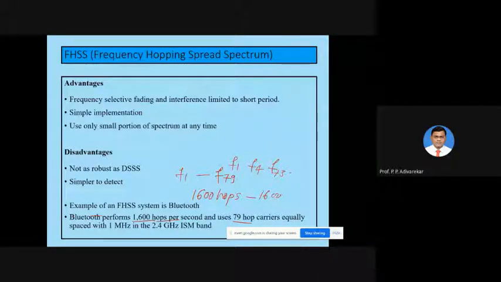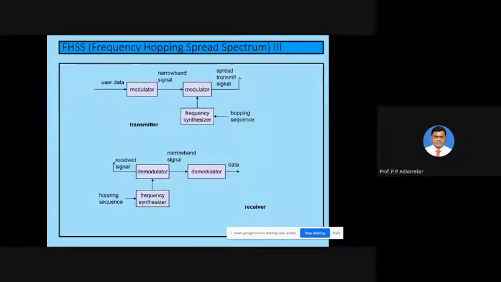Now we will see the transmitter and receiver block diagram of FHSS. Basically it is very much simpler as compared to DSSS, that is direct sequence spread spectrum, because here you can see only three blocks: two modulators and one frequency synthesizer. You can see the user data, which is applied to the modulator. This is done for taking it to the higher frequency range.